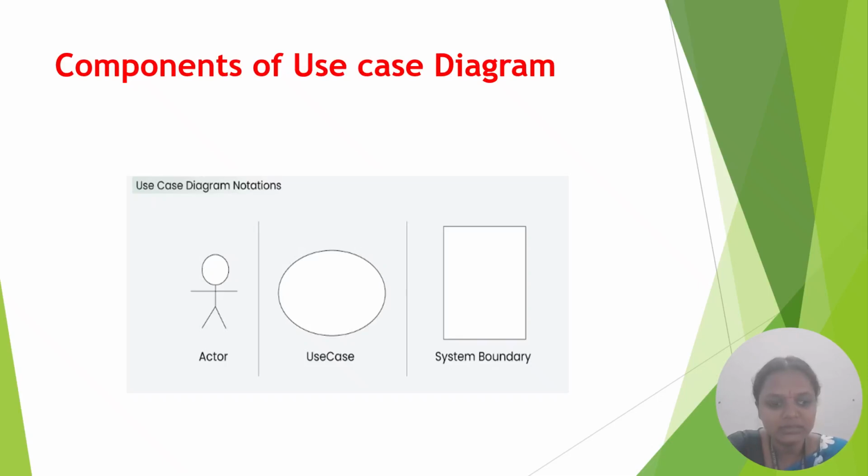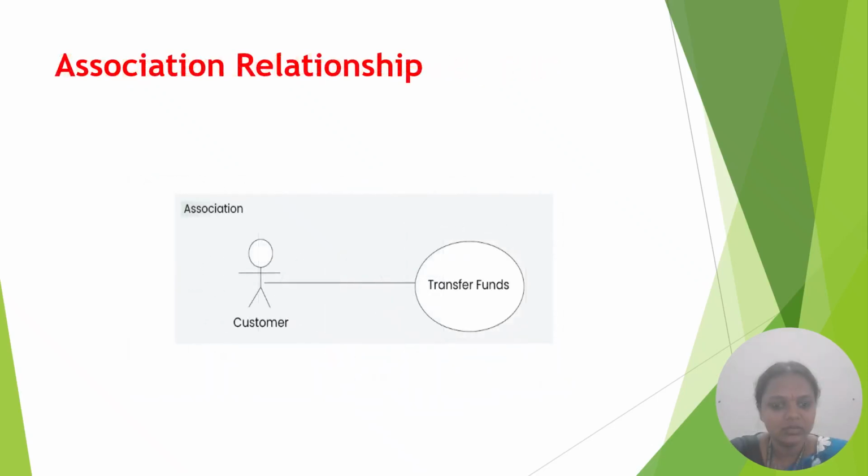The third one is the system boundary. The system boundary defines the scope of the system. It explains what is inside the program and what is outside the system. It is shown as a rectangular box enclosing all use cases. Everything inside the rectangle is a part of the software system being developed. The fourth one is the association relationship. It represents a communication or interaction between an actor and a use case.